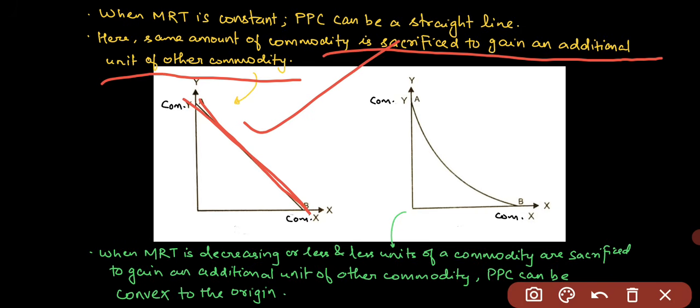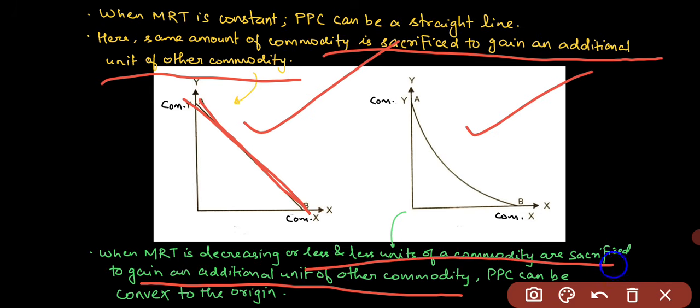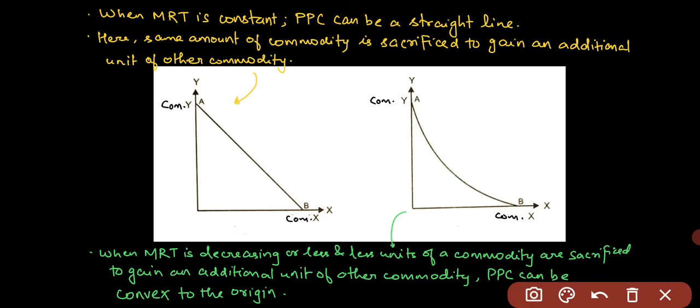And it can also be convex to the origin. Here you see, when marginal rate of transformation is decreasing, or less and less units of commodity are sacrificed to gain an additional unit of the other commodity, then it is convex to the origin like this. This will be the production possibility curve, right?